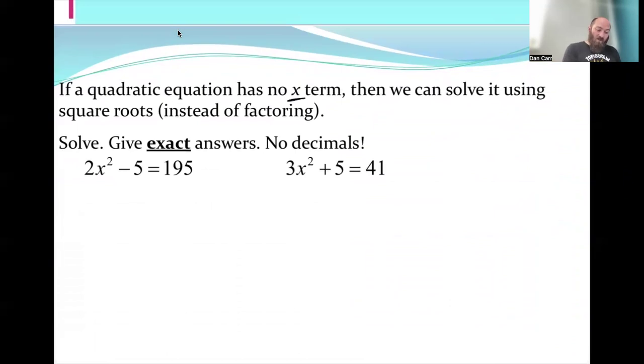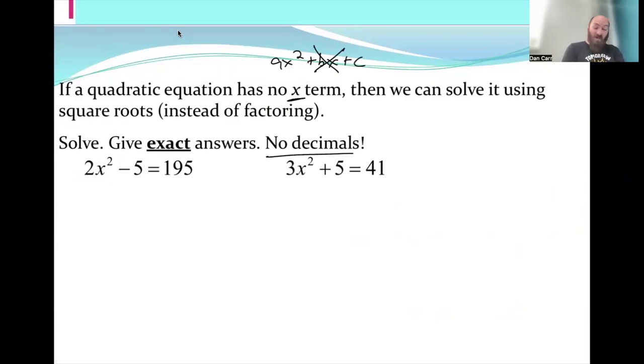When I'm saying no x term, I mean in terms of ax squared plus bx plus c, so this is not there. That's what we're looking at in this scenario. We're going to try to do this in a way where we have our exact answers. So again, no decimals. Okay.